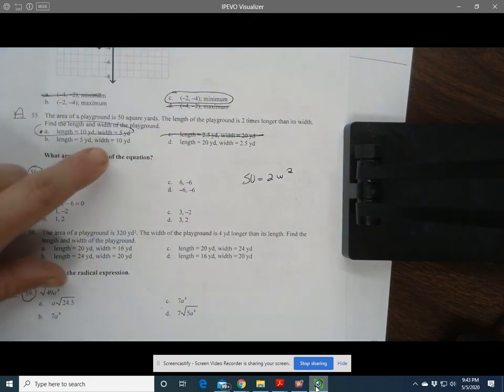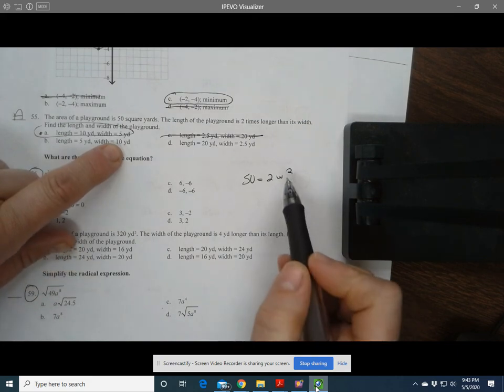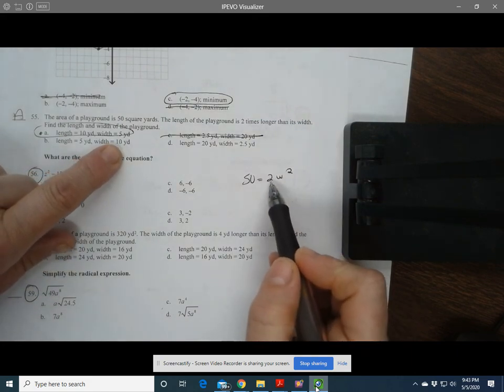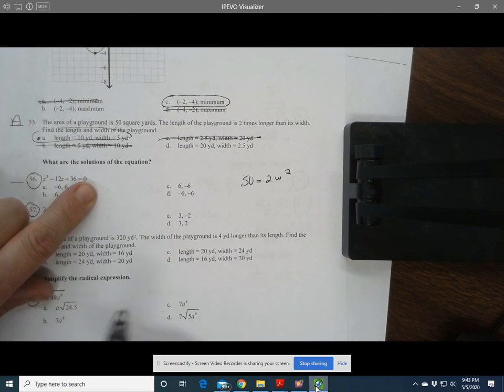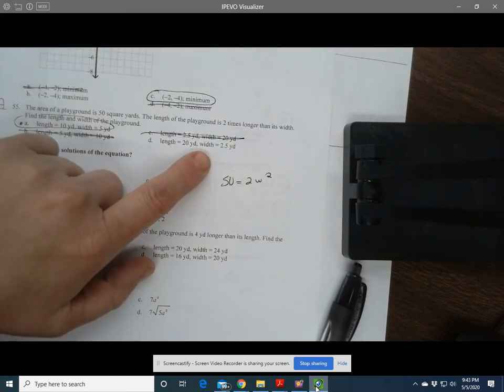But you could check these other ones. So plug in my 10. 10 squared is 100, times 2 is 200. Cannot be that one. Let's plug in 2.5. 2.5 times 2.5 is, let me grab my calculator.